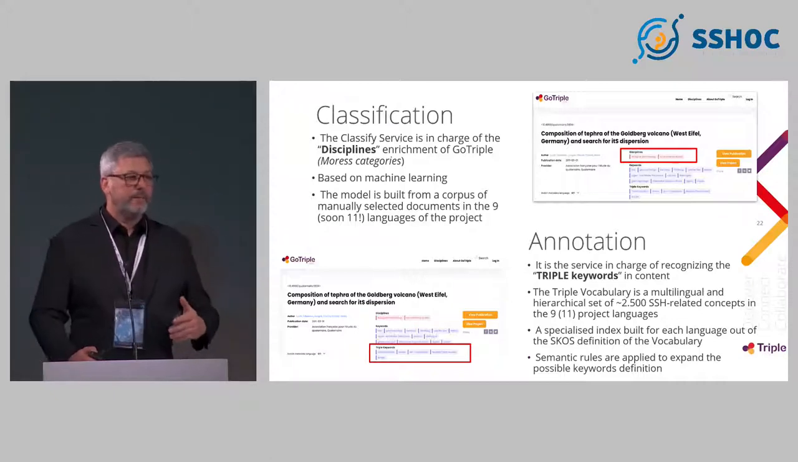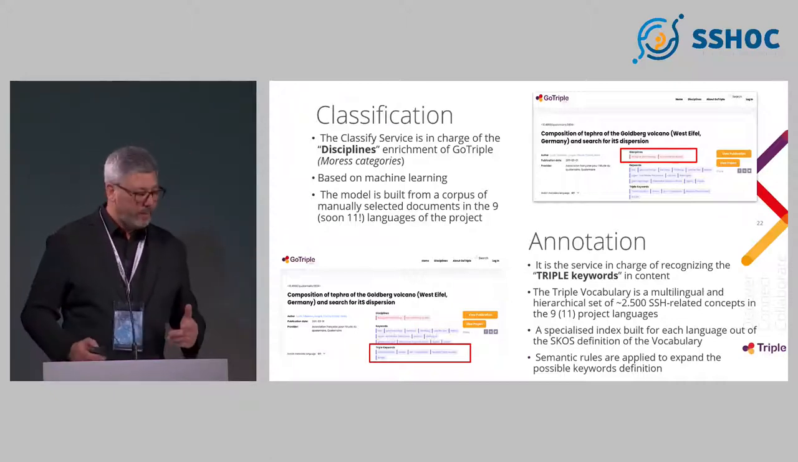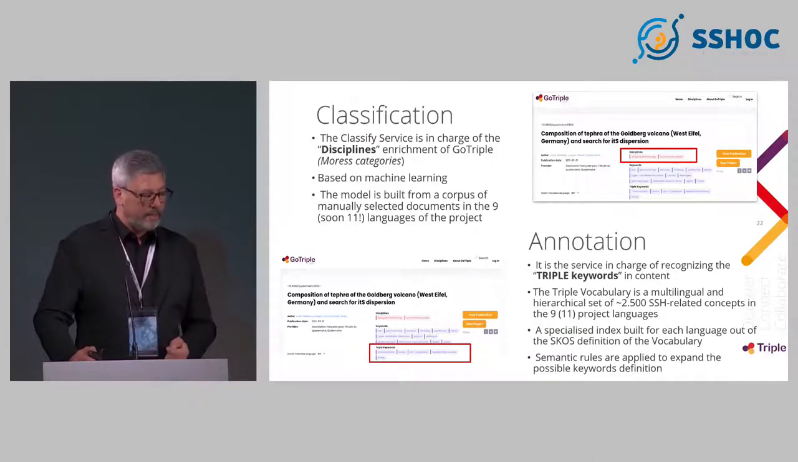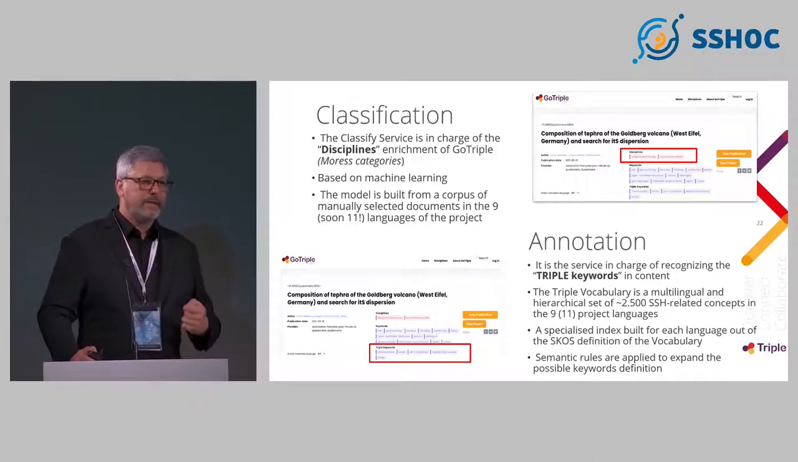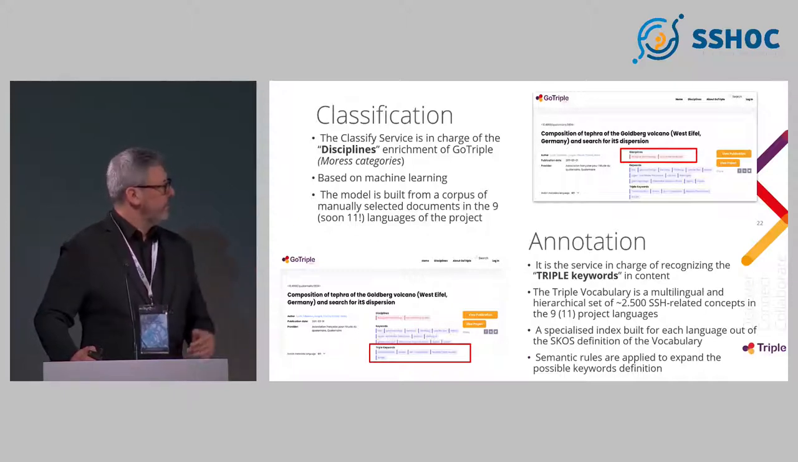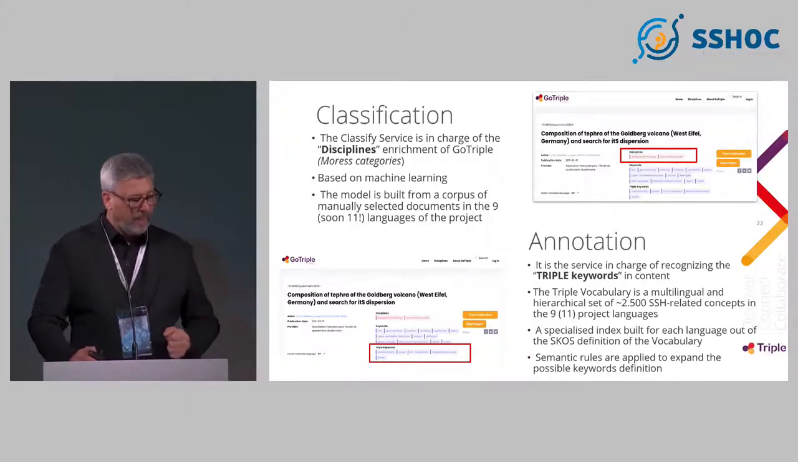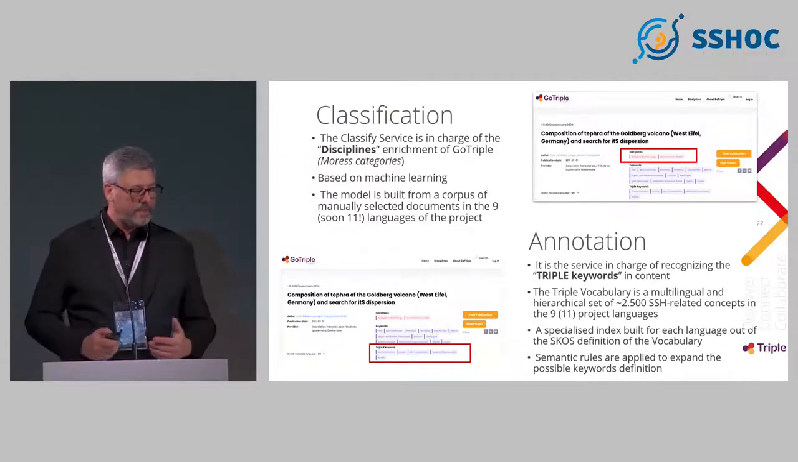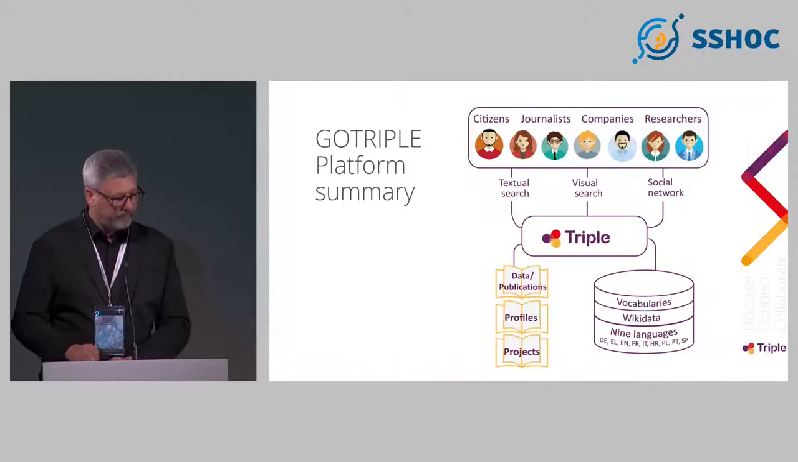And by adding some formalized TRIPLE keywords, and the TRIPLE vocabulary, as you can see from the slide, is a multilingual and hierarchical set of about 2,500 different SSH-related concepts in also 9 different languages and soon to be 11. So that is really one of the enriching services we have for metadata.